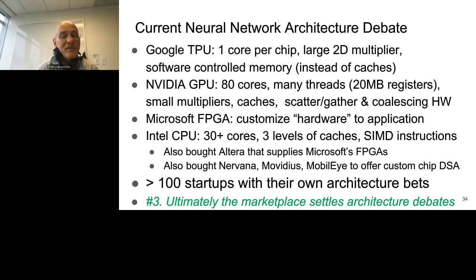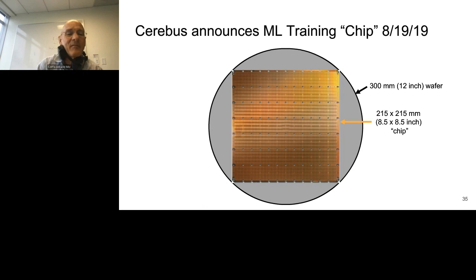And there are more than 100 startups out there. People ask me who's going to win. I don't know. The architecture is going to settle this. But we just have to mention one of those startups that was announced last week at Hot Chips, which Cliff was on the session where it was developed. And this is Cerebras. So they're doing training, and what they call a chip is the biggest chip ever made.